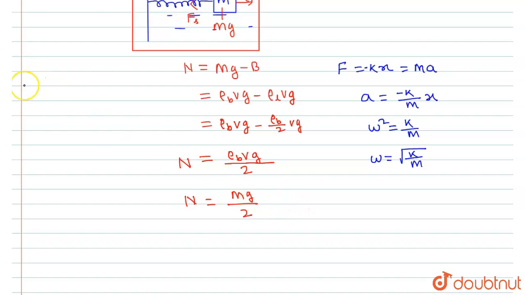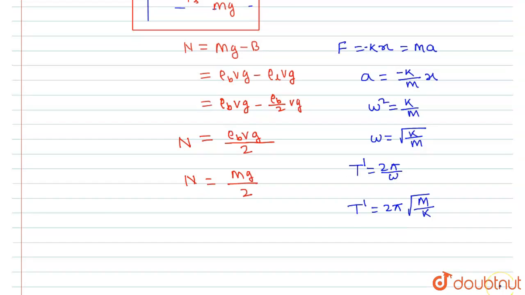Now time period, as we know, is equal to 2 pi divided by omega. If we put the omega value, this is equal to 2 pi root under M divided by K. So this is the T dash. Now T is equal to 2 pi root under m divided by k. Clear? So we can see that T dash is equal to T.